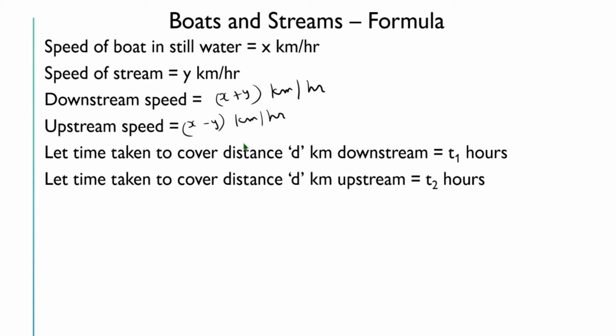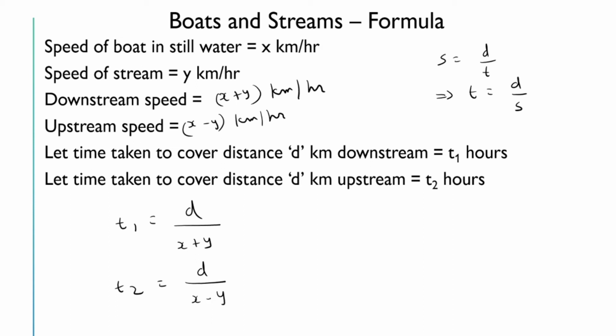So from these two we know that speed is equal to distance by time. So from this we have time is equal to distance by speed. So the time taken to cover d kilometer downstream is t1 hours. So we have t1 is equal to d divided by downstream speed, that is x plus y, and we have t2 is equal to distance by upstream speed, that is x minus y.